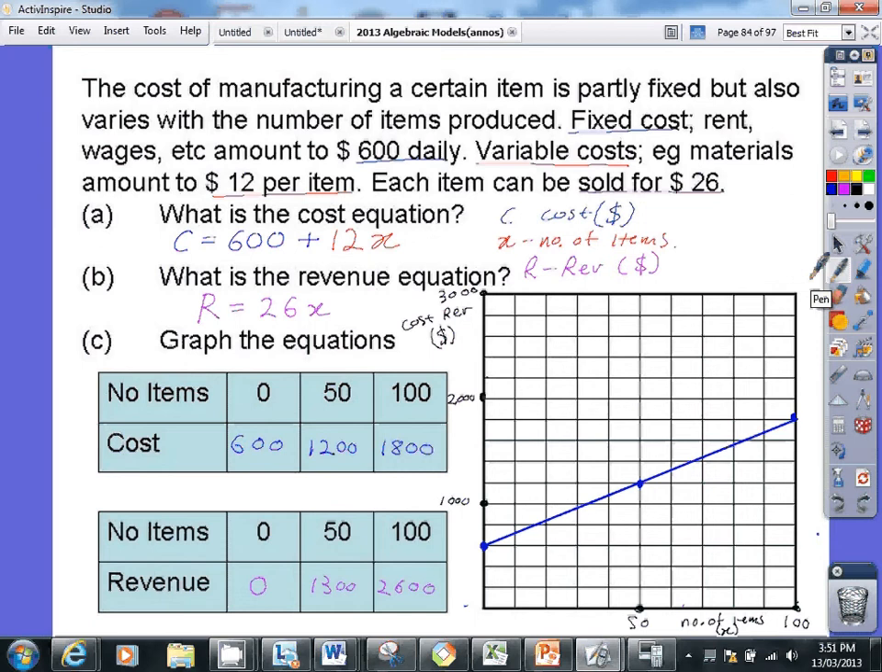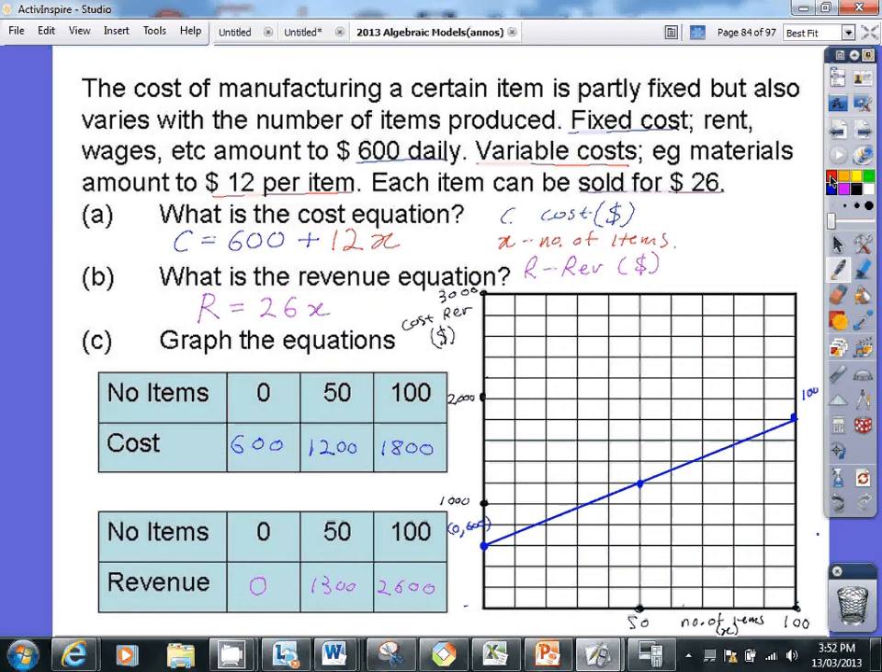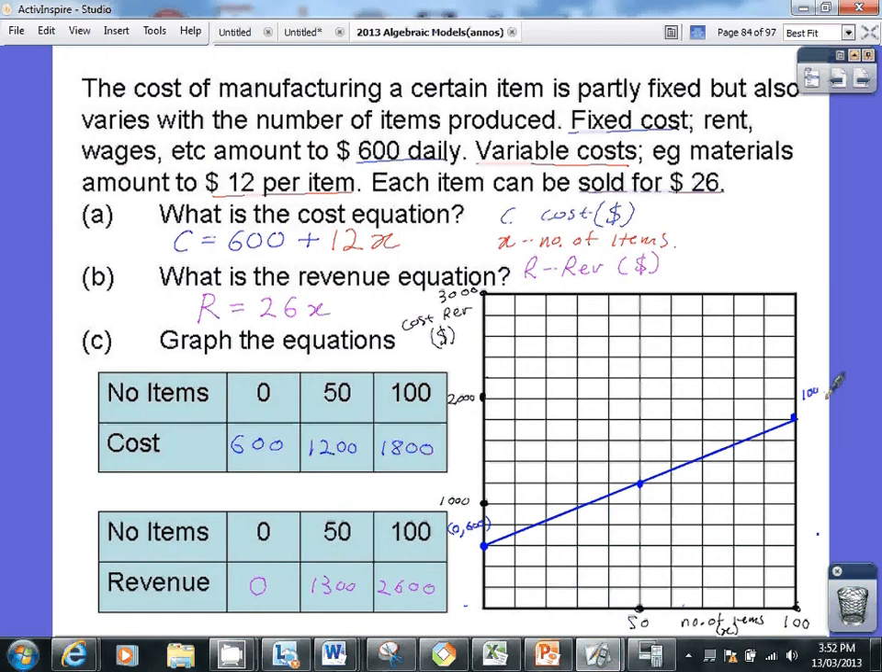So we've got 0 and 600, and 100 and 1,800. Just going red there so it'll stand out against the blue.